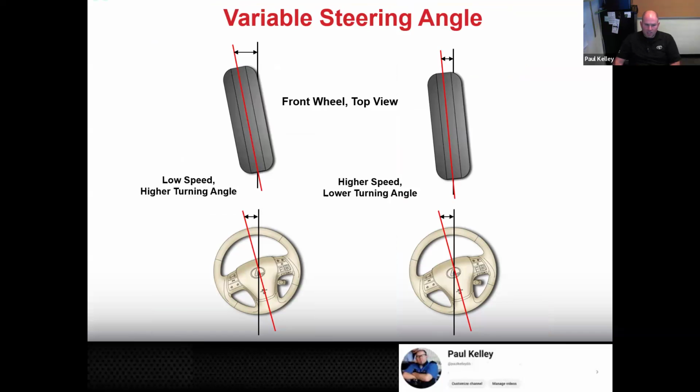And then again, here's your low speed. It'll give you more turning on the tires for the same steering wheel movement. Whereas if you're at high speed, you'll move the steering wheel the same, but it'll only move the wheels just a little bit. That's the variable steering angle.